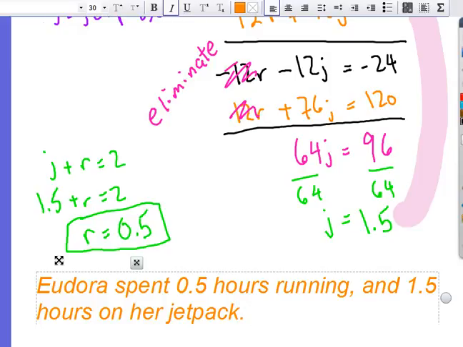Please complete the question that says describe how you solved this. And in the description, I would like you to make sure the beginning of the problem is to define your variables, and we use the elimination method here for a system of equations. And then the final answer was half an hour running and 1.5 hours on a jetpack.